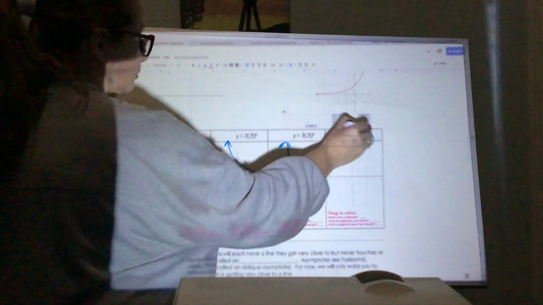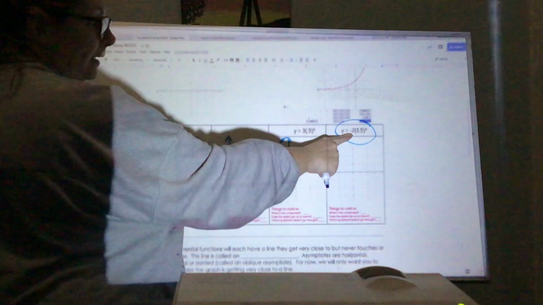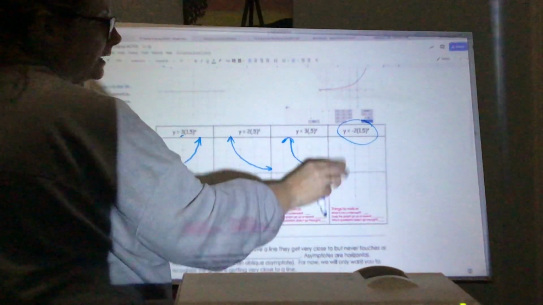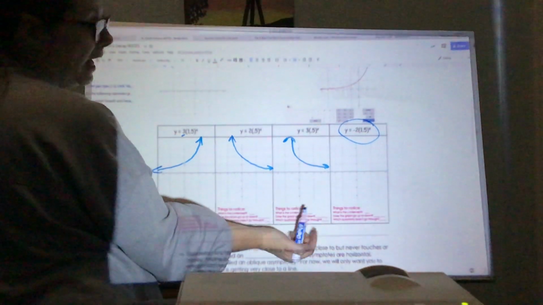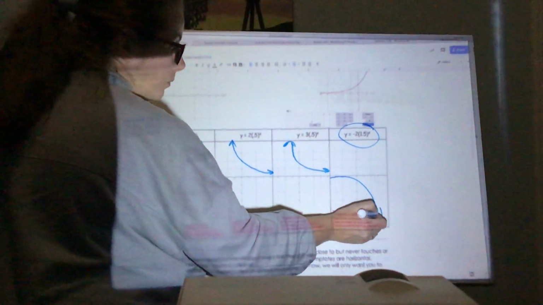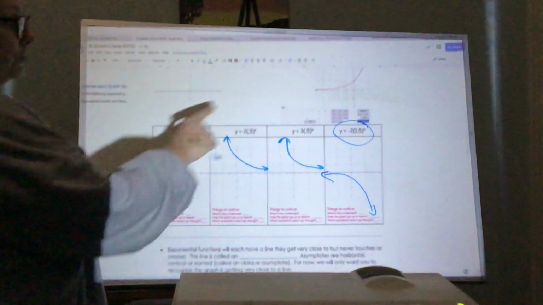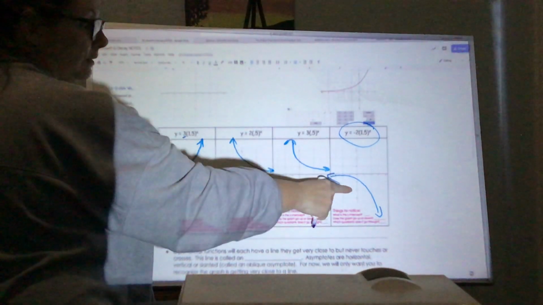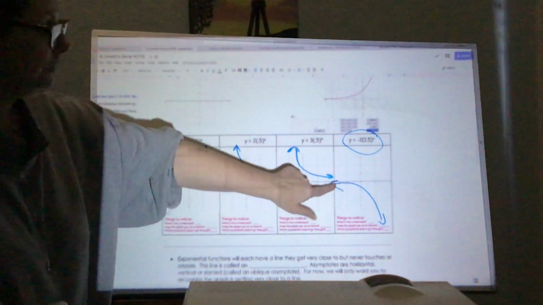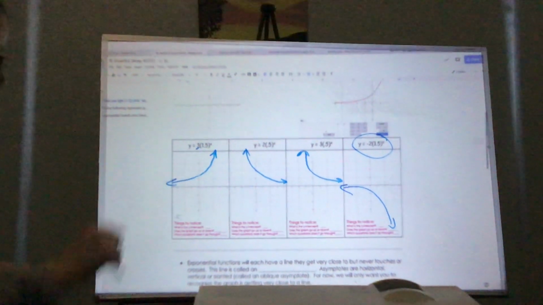This last one looks very similar to the first one that you graphed, except my y-intercept is negative. If your y-intercept is negative, it's going to be a reflection of the one where the y-intercept was positive. So if you can imagine, this and this just flipped. So this one will never go into quadrants 1 and 2. It will stay in quadrants 3 and 4.